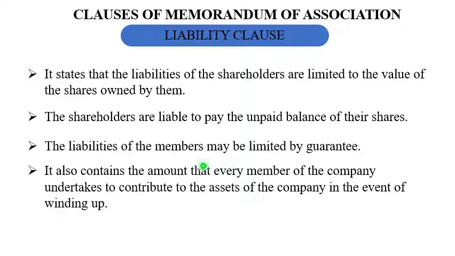The liability of members may be limited by guarantee. Those are guarantee companies, and mostly these companies are non-profit organizations. Then it also contains the amount that every member of the company undertakes to contribute to the assets of the company in the event of winding up. This clause is applicable where the company's liability is limited by guarantee, so the amount is specified for members, that when the company is wound up, how much money every member of the company has to pay.